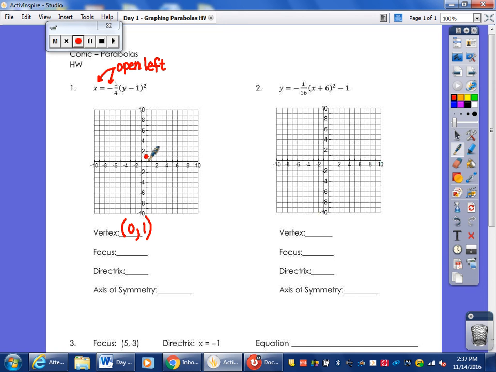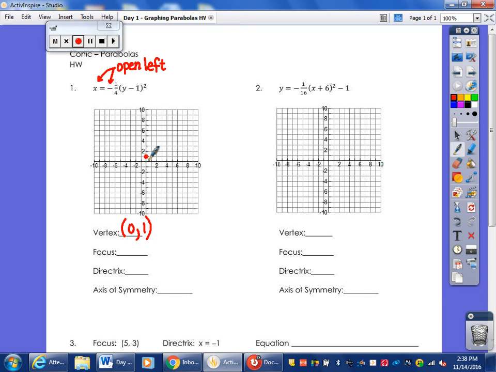Okay? 0, 1. Now, the next thing you have to do is you have to figure out how many spaces away is the focus and how many spaces away is the directrix. Remember that the focus is going to be inside your parabola and the directrix is going to be behind your parabola. So we have to figure out how many spaces away they are so that we can figure out where they are. Well, our P value tells us how many spaces away.